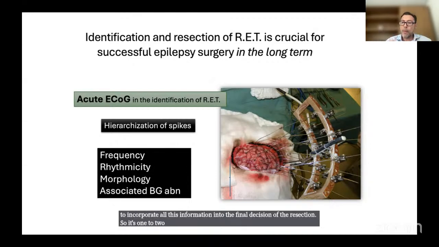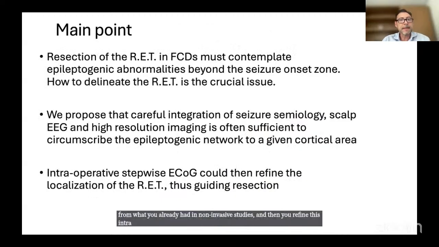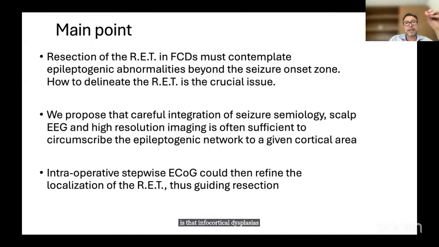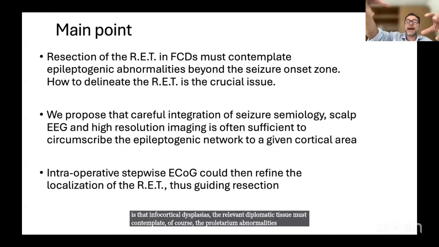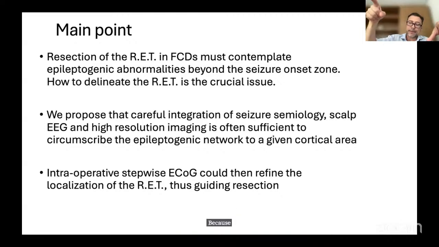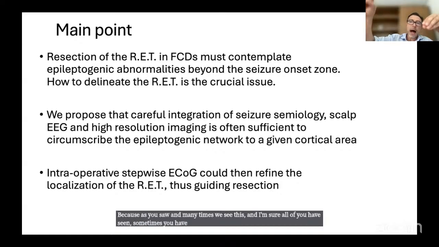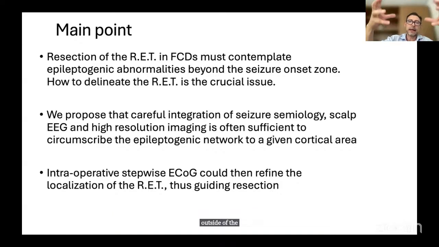So it's one tool to help localize, from what you already had in non-invasive studies, and then you refine this intraoperatively, okay? So the main point is that in focal cortical dysplasias, the relevant epileptic tissue must contemplate, of course, epileptogenic abnormalities beyond the obvious area that you see on the MRI sometimes. And how to delineate this relevant epileptogenic tissue is the crucial issue, because, as you saw, and many times we see this, and I'm sure all of you have seen, sometimes you have dysplastic neurons outside of the area where you can see a visible lesion. So, of course, you have to explore this in a way or another.